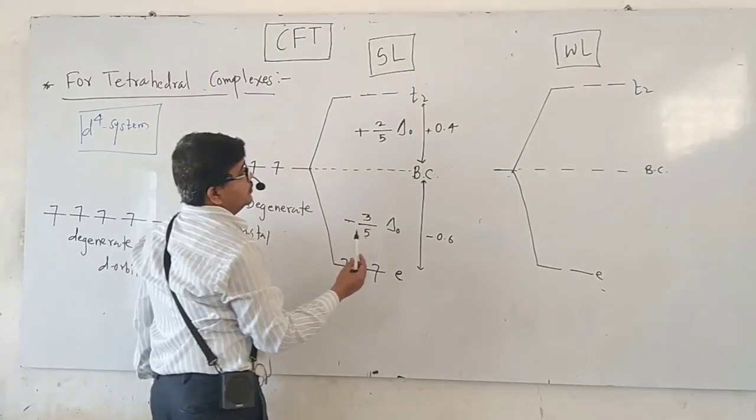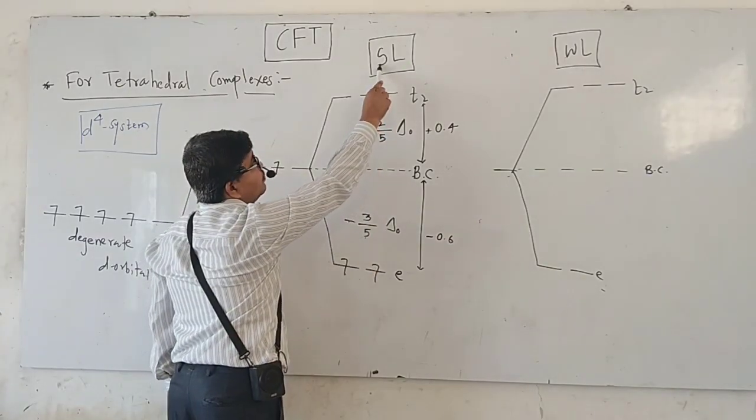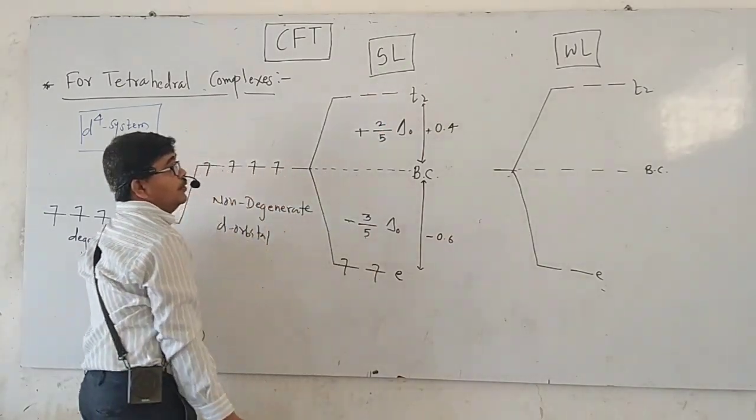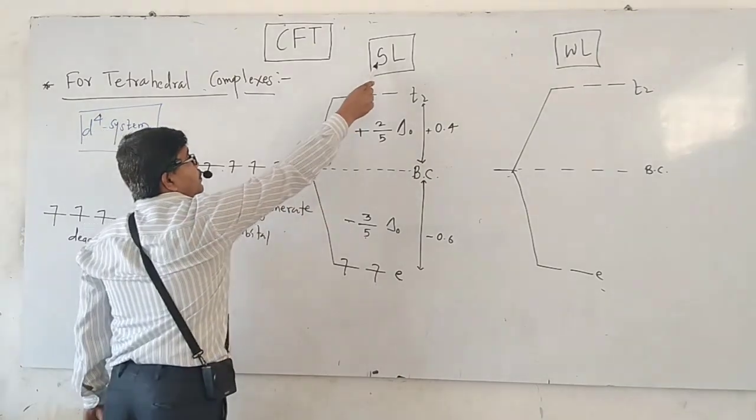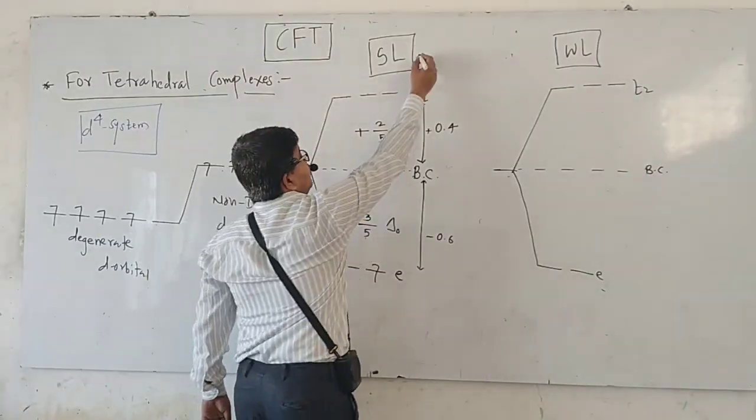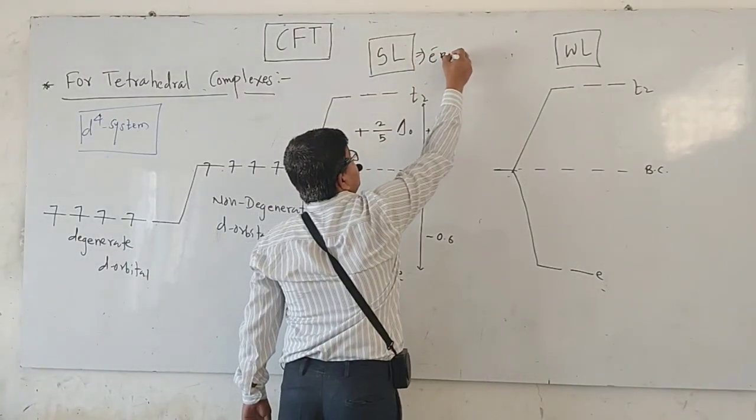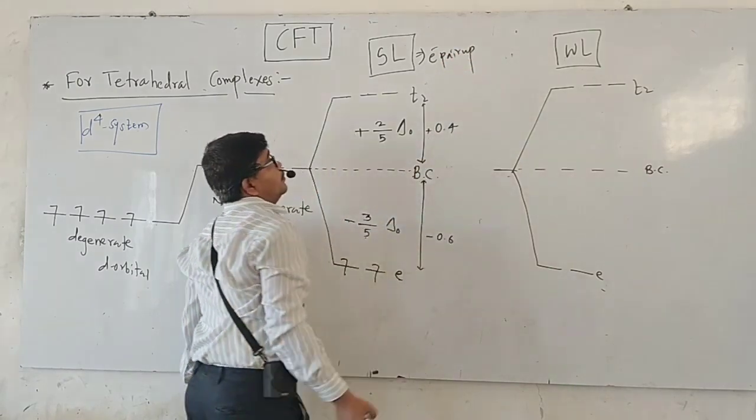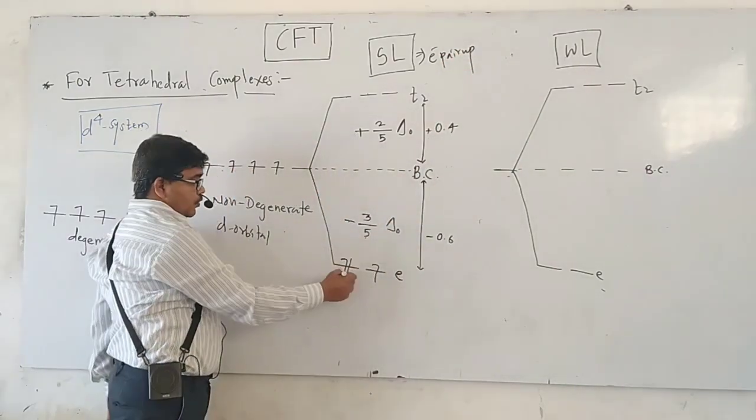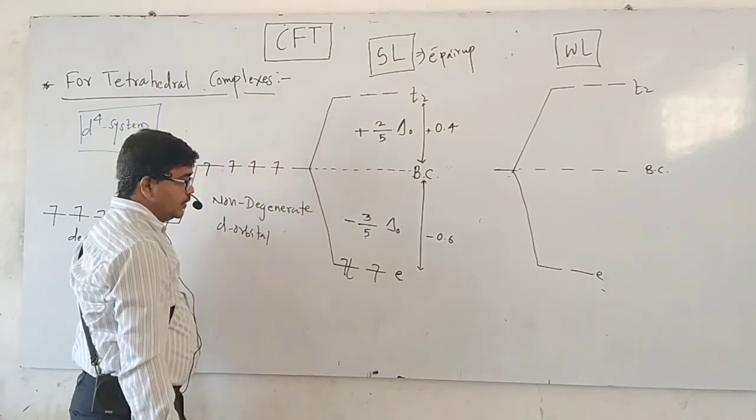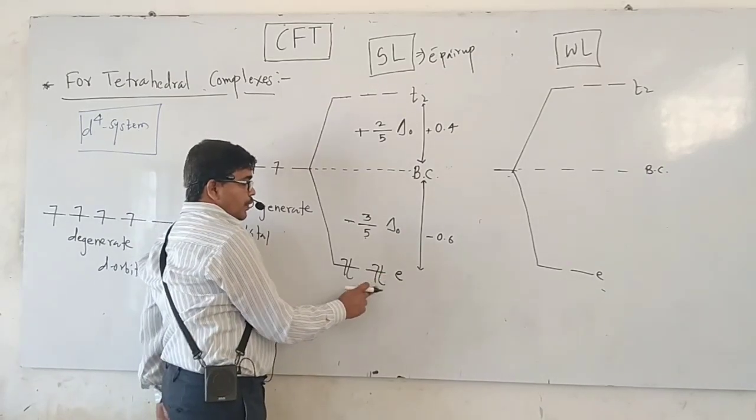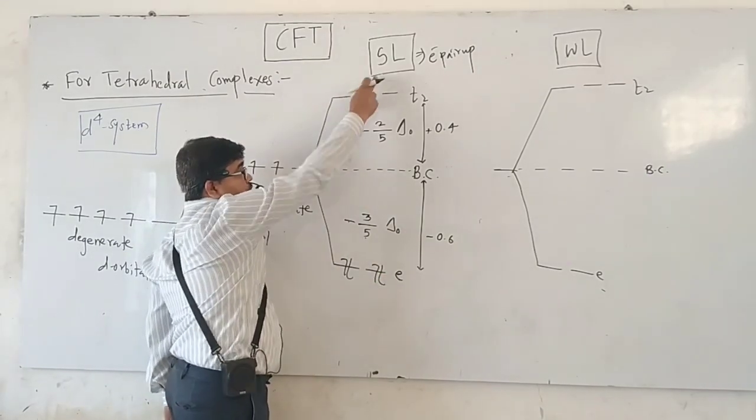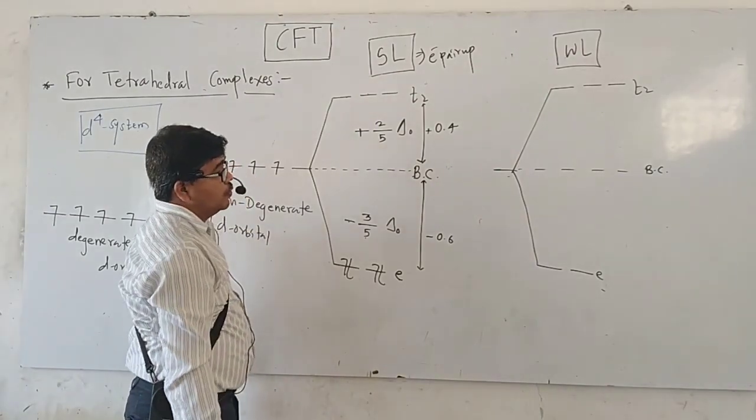Now, let us write CFT for strong ligand first and then we will write CFT for weak ligand. Now you know that in case of strong ligand, electrons pair up. So the third electron will do pairing with this electron and the fourth electron will do pairing with this electron because we have considered the CFT for strong ligand.